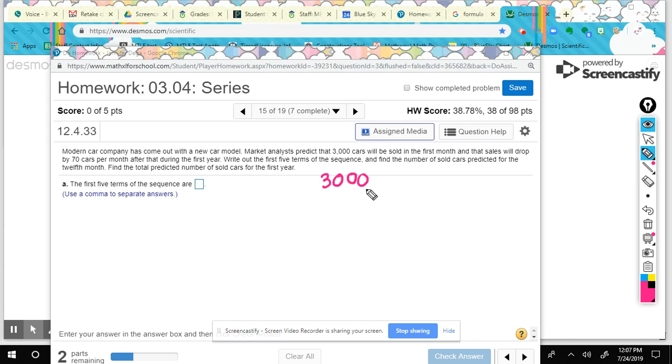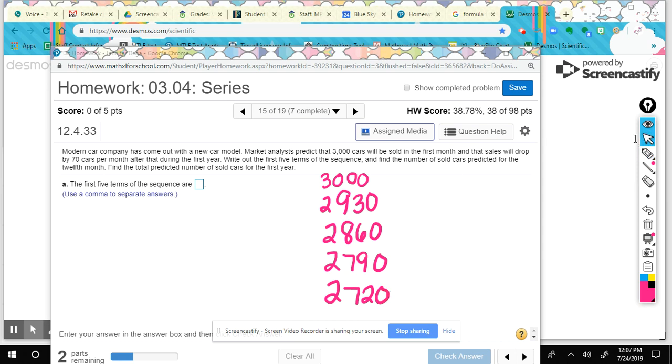So the first 5 terms, we would drop 70 every time. So I'm going to use my phone calculator here just to not write a bunch of junk all over. Okay, so 3,000 minus 70, that's going to give us 2,930. Then we're going to minus 70 again. That gives us 2,860, minus 70 again. That gives us 2,790, minus 70. That gives us 2,720. So those are the first 5 terms of the sequence.